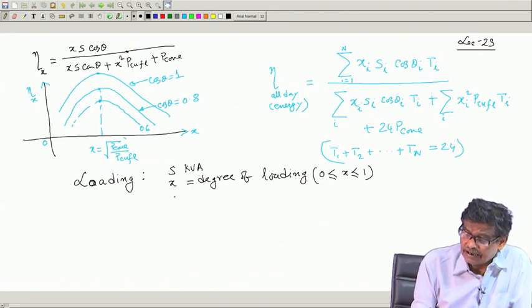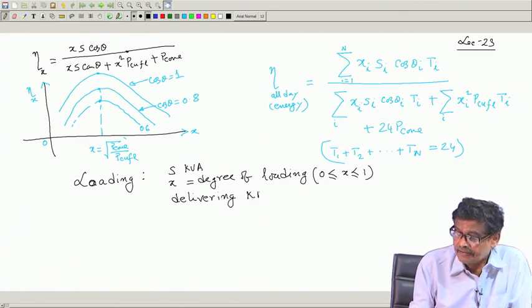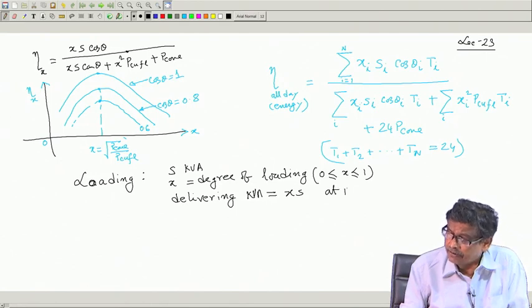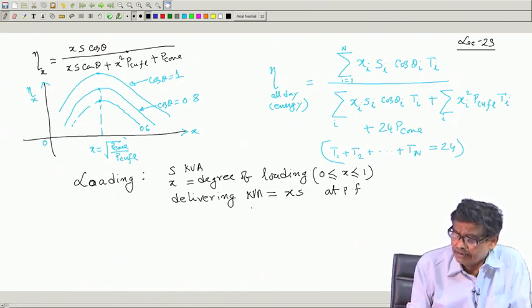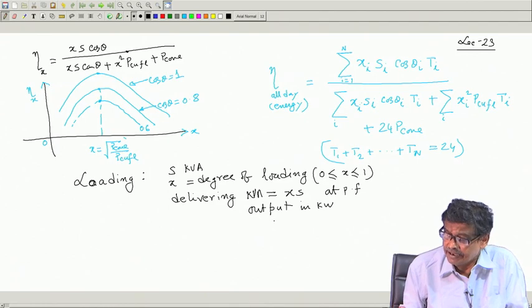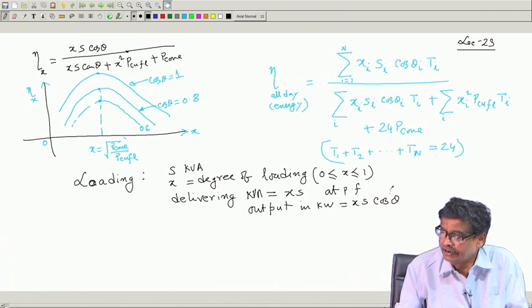Therefore, the transformer is delivering a kVA equal to x into S. If it is at power factor cos theta, then the output in kilowatt, if S is in kVA, is x S cos theta. That was the essence of calculating that. Cos theta is the load power factor.